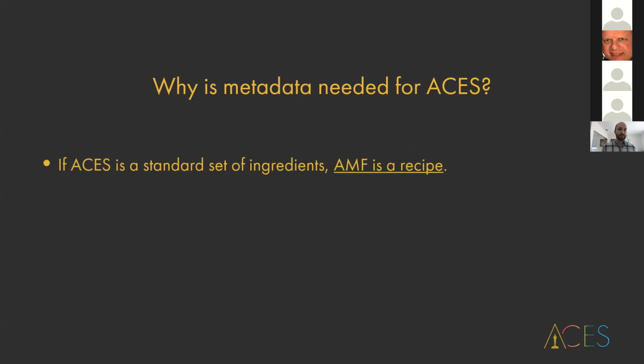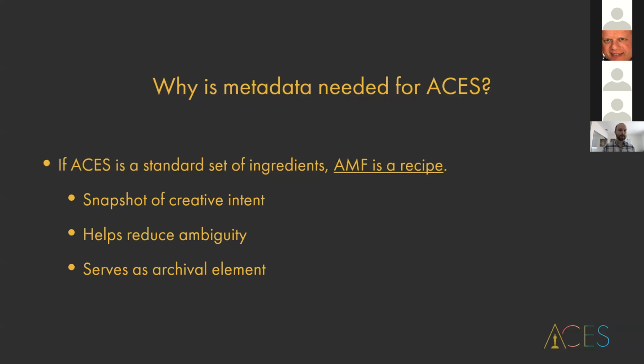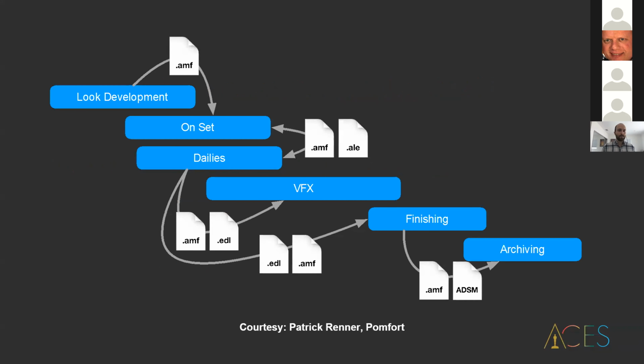One of the analogies I like to use is that if ACES is the standard set of ingredients, then AMF is a recipe. It describes how much of each thing, which things in which order to put them in to view the same image as the person who just viewed it before you. So I think it was Patrick at HPA who said, this is kind of a snapshot of creative intent that can travel along with a shot or be archived. It helps reduce ambiguity for all parties that are receiving files, and it can also serve as that archival element that I mentioned before.